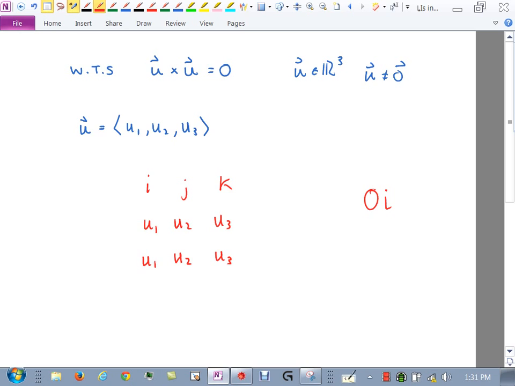Now do J. Remember, when I do J, I need to put a negative in front of it. So when I cover this up, I get U1 U3 minus U3 U1. It's the same. It's going to subtract and you get 0 again. And then for K, you can see now, K is going to do the exact same thing. So you get 0K. So that is the 0, 0, 0 vector.